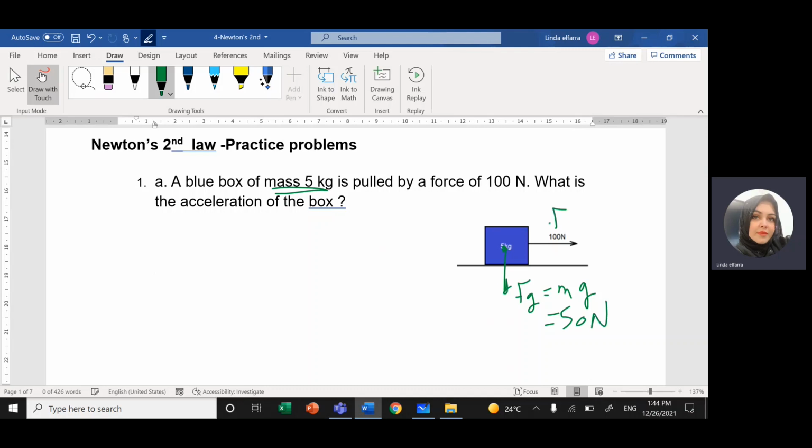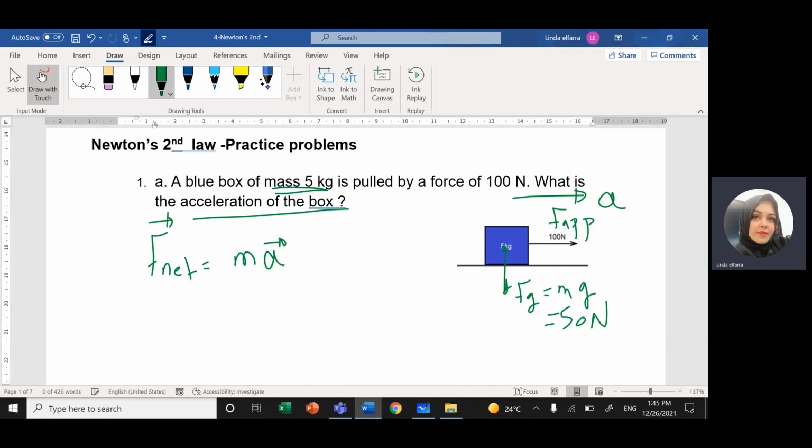And I have F applied to the right. What is the acceleration of the box? I don't have a friction force, only the applied force that will cause the object to move. So I have acceleration in this direction. Since I have acceleration, I'm going to apply Newton's second law. F net should equal mass times acceleration.